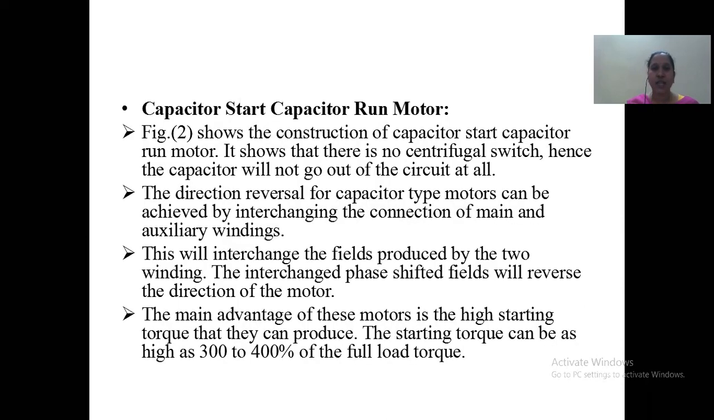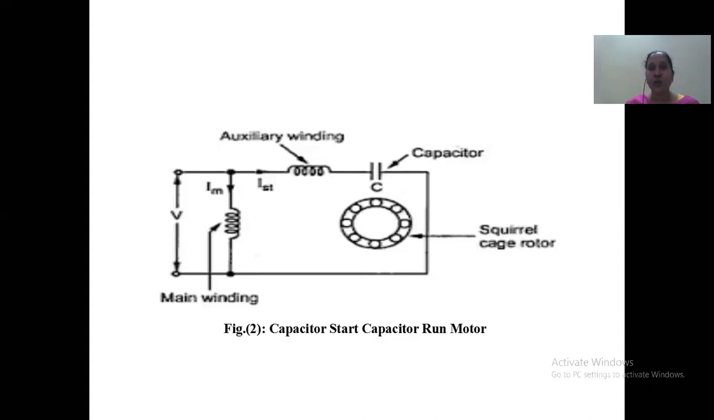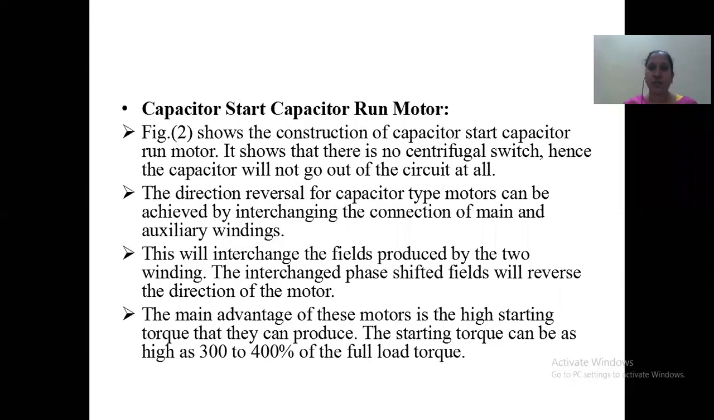Next. Coming to the next type, that is a capacitor start, capacitor run type of motor. You can see here, there is no centrifugal switch connected in the circuit. So always our auxiliary winding and the capacitor are going to prevail in the circuit till the end. They are not going to get disconnected. So that is the difference between the previous one and this one. The figure shows the construction of the capacitor start capacitor run motor. It shows that there is no centrifugal switch. Hence, the capacitor will not go out of the circuit at all.